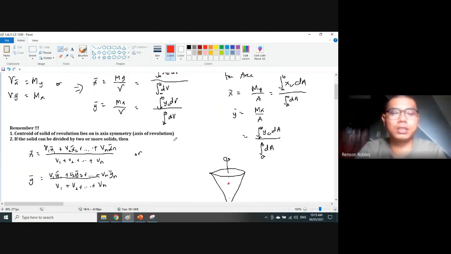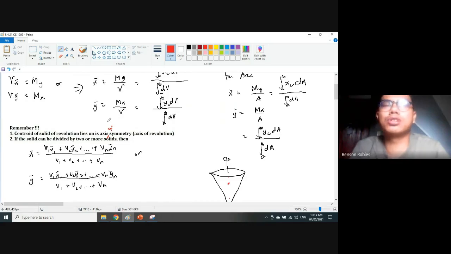And this is what you need to remember, that the centroid of a solid of revolution can be found on its axis of symmetry. And what is the axis of symmetry of the solid? That's the axis of revolution, which means we only need to get one component of the centroid.